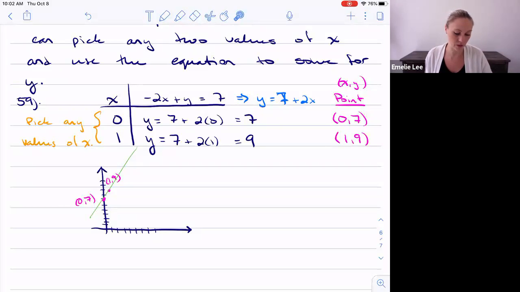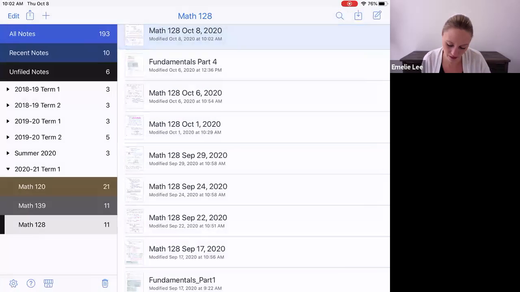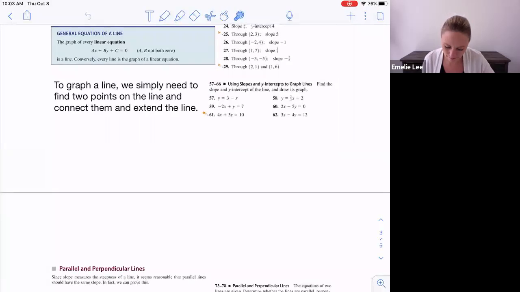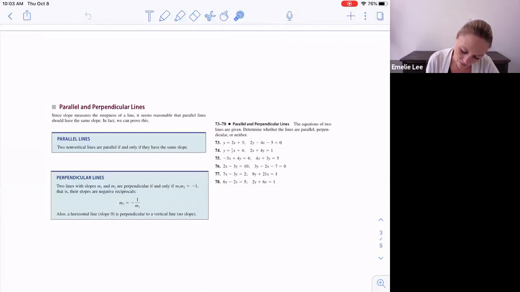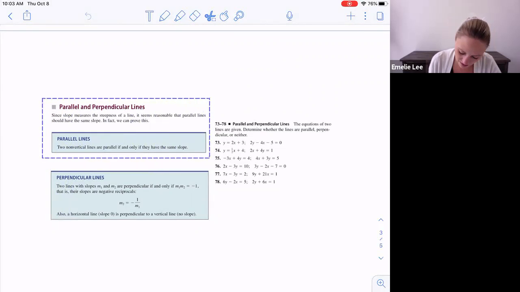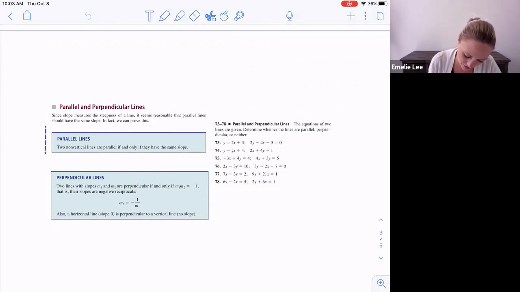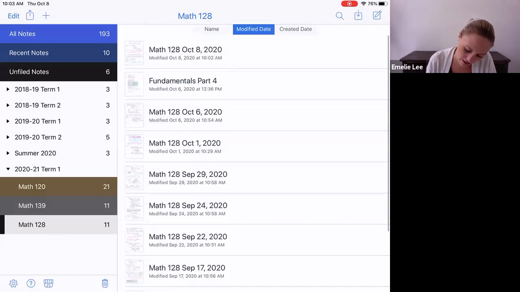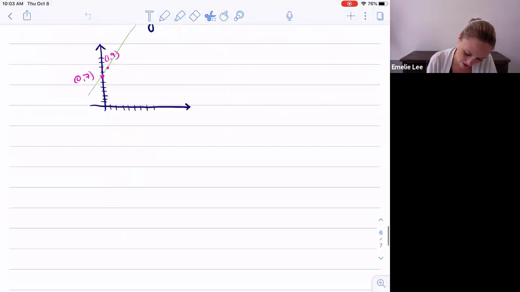I was thinking we could do another example, but let's talk about parallel and perpendicular lines, and then we'll graph some of those as well. Okay, so parallel and perpendicular lines, let's talk about parallel lines first. Parallel lines are lines that go like this, right? And so they move in the same direction the same way.